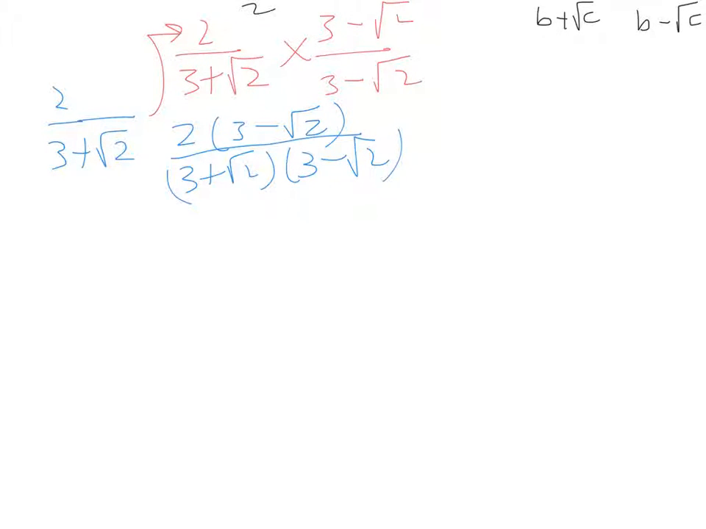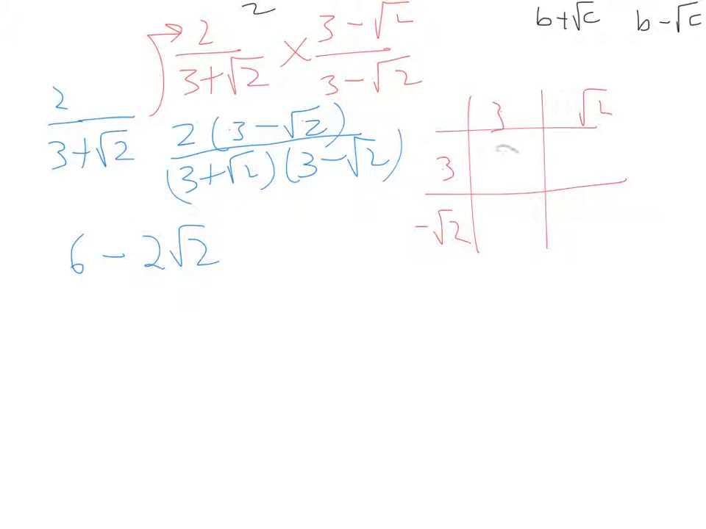With that, we are going to multiply the top line, so we'll end up with 2 times 3, which is 6, and 2 times negative root 2, which is minus 2 root 2. Then we're going to multiply the bottom line. So we're going to have 3 and root 2, and we're going to have 3 and negative root 2. So that's what we're dealing with.